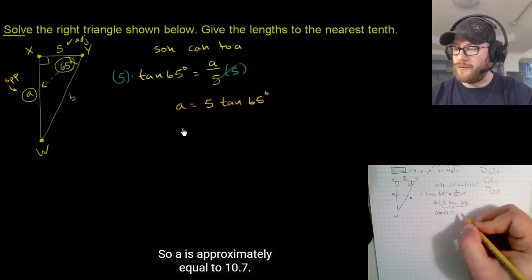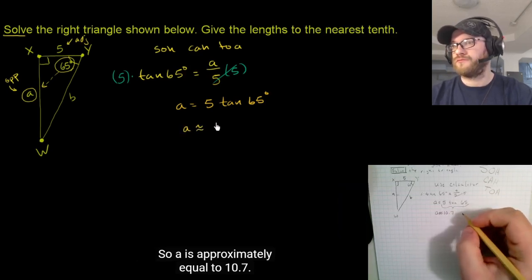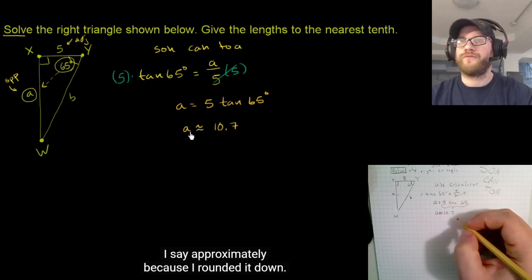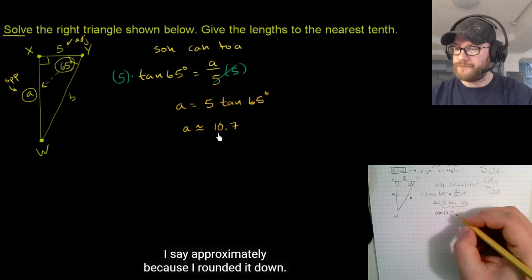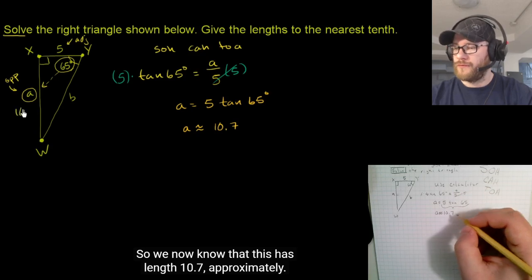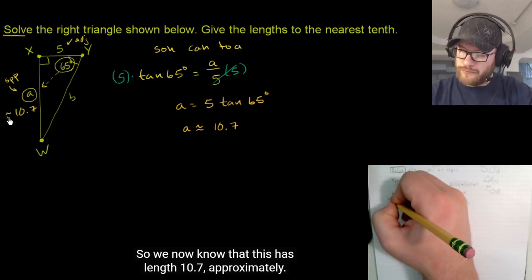So A is approximately equal to 10.7. I say approximately because I rounded it down. This is not the exact number, but A is equal to 10.7. So we now know that this has length 10.7 approximately.